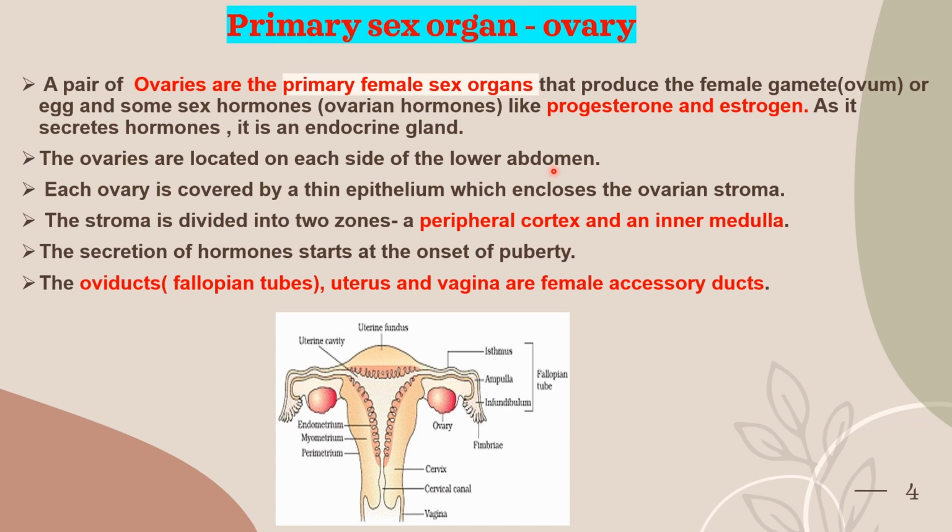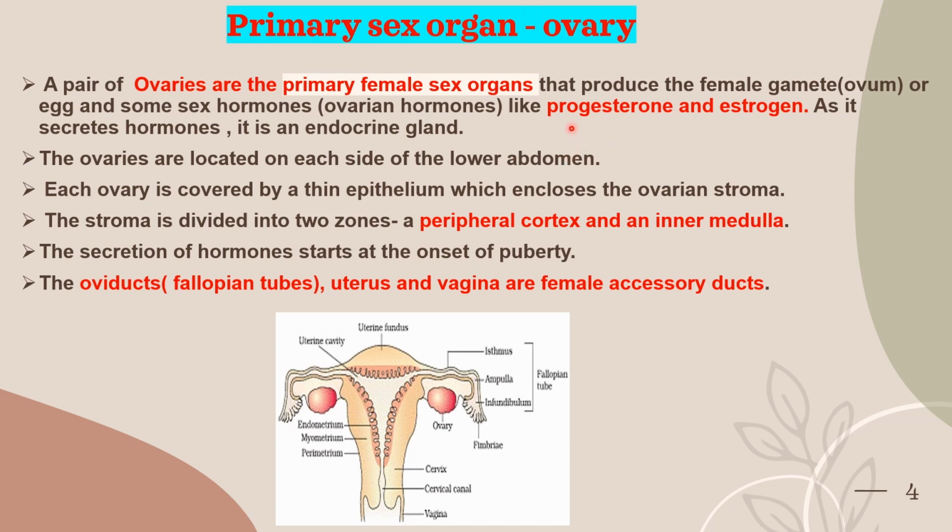The ovaries are oval-shaped glands. And what is the function? They produce, they store, and they release eggs into the fallopian tube during ovulation. This is one important function of the ovary. When an egg comes out of an ovary, it enters the fallopian tube and, after fertilization, it enters the uterus. The ovary also produces hormones like progesterone and estrogen. As it secretes hormones, it is an endocrine gland.